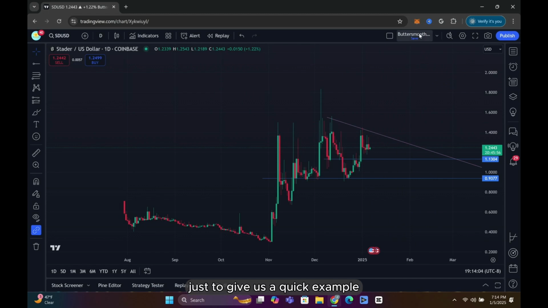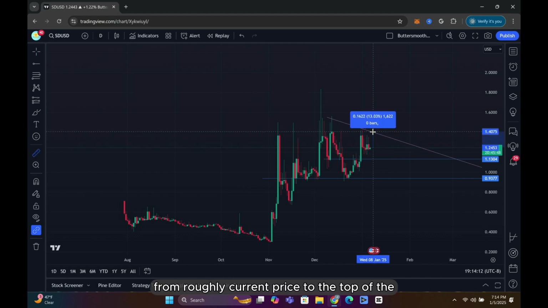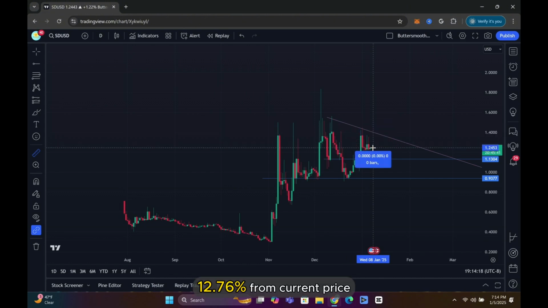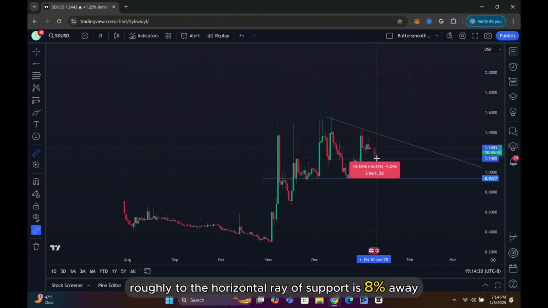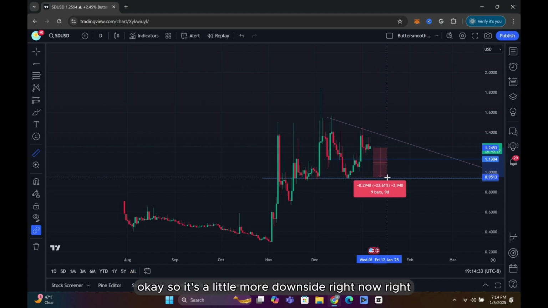Can you pull out the ruler just to give us a quick example of how much? It won't be too much, but just to give them an idea. From roughly current price to the top of the trend line is 12.76%. From current price to the horizontal ray of support is 8.68% away. To the strong level of support is about 25% away. So there's a little more downside right now.